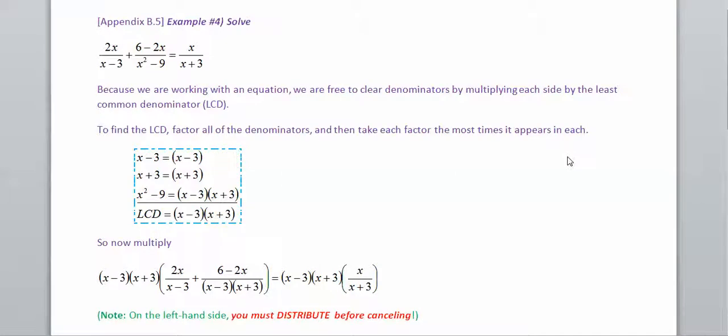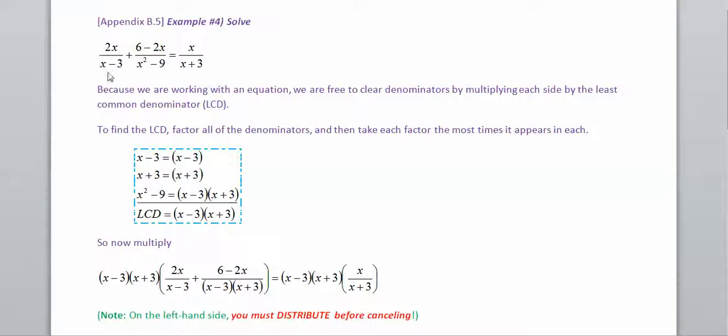Okay, now we're going to take a look at example 4 in Appendix B5, and we're given a rational equation to solve. One of the nice things about working with equations is we are able to clear out the denominators if we choose to. And actually, since we have variables in the denominator, we have to go ahead and clear them out. So clearing out the denominators kind of works the same way as putting everybody over a common denominator. You have to go ahead and find out what that is.